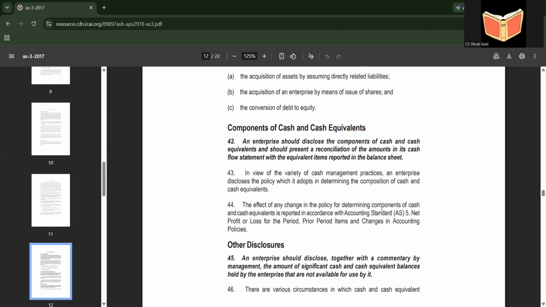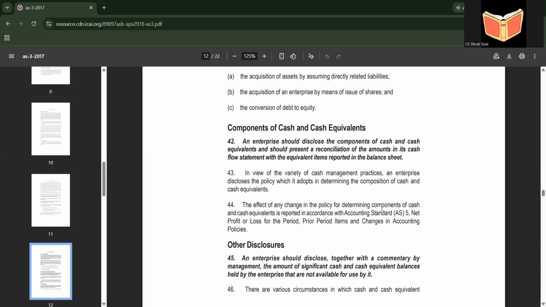Components of cash and cash equivalents: we know that we have to disclose them, and we also have to present a reconciliation of the amounts in the cash flow statement with the equivalent items which we have reported. So you have to disclose the components of cash and cash equivalents, and you should present a reconciliation of the amounts in the cash flow statement with the equivalent items reported in the balance sheet. Okay. That means if in the balance sheet something is appearing at amount A, and here something is appearing at amount B, we need to reconcile them.